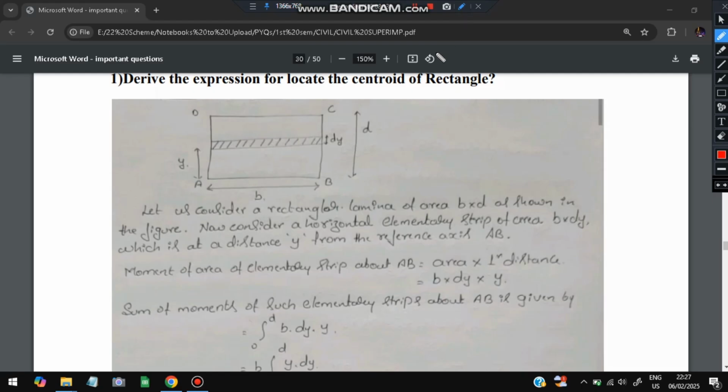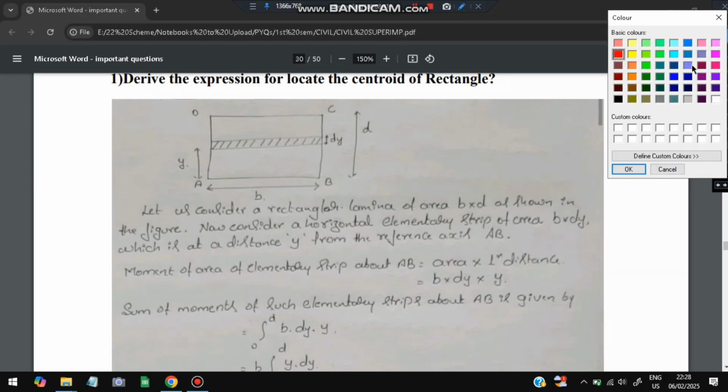Okay, so derive an expression for locating the centroid of a rectangle. Okay, so this is the rectangle which is given, A, B, C and D. You have to locate the centroid. Okay, centroid means the center point of the rectangle we have to locate. So how do we do that? Okay, so the first thing, AB is taken as b here.